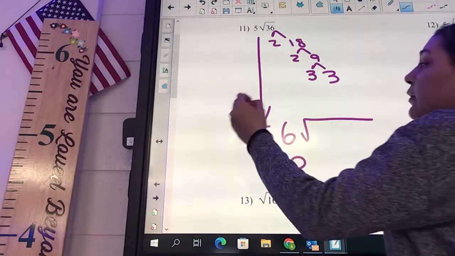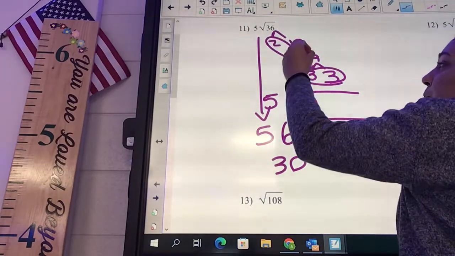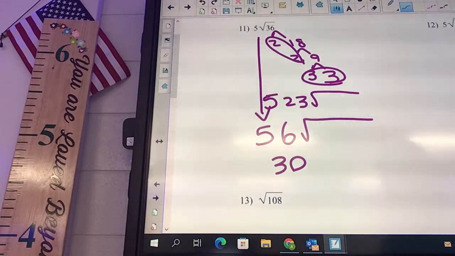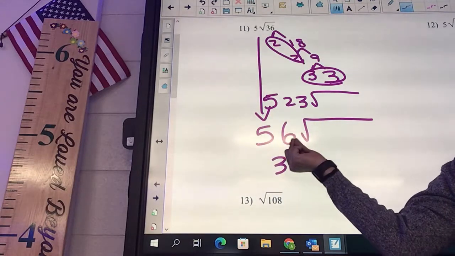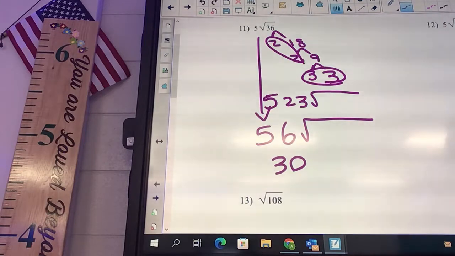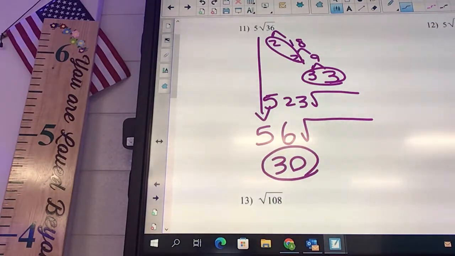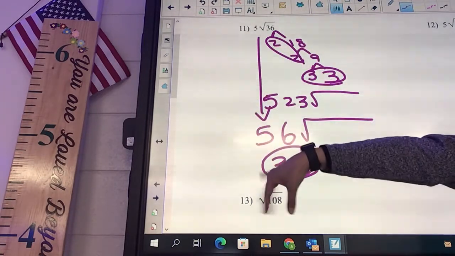Okay, so if we were to do this the long way, you'd have a group of 3s and a group of 2s. Okay, well, what is 2 times 3? 6, and we still have that 5. And 5 times 6 is 30. Okay, do we write 30 square root? No, there's nothing left inside the radical, so it's just going to be 30. Okay, but this is another one. If you know that this is going to be 6, you don't need to do all this work. Okay?